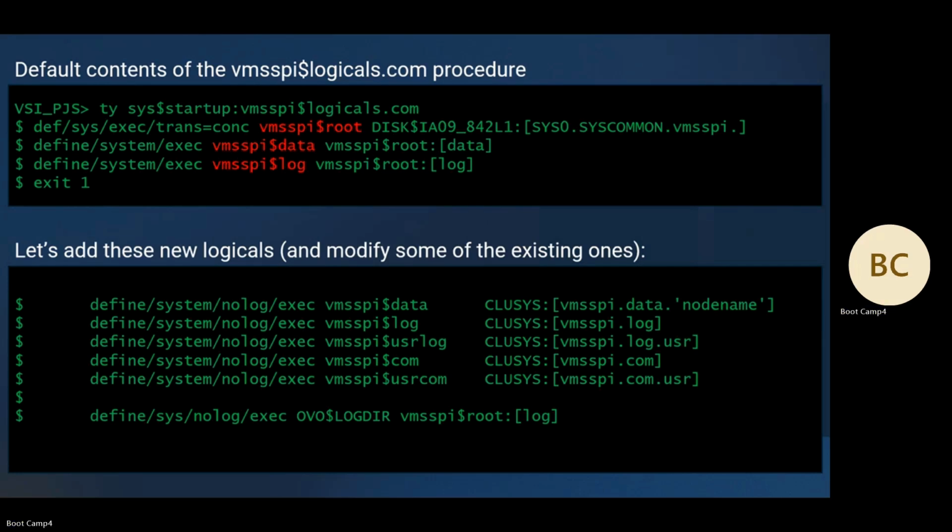Thank you. So there are a couple of them; I call them whatever you want. I call this one user log and com, and then user com. I'll get into what these are doing later. And this also includes the OVO$LOG here, which is from the old OpenVMS days.